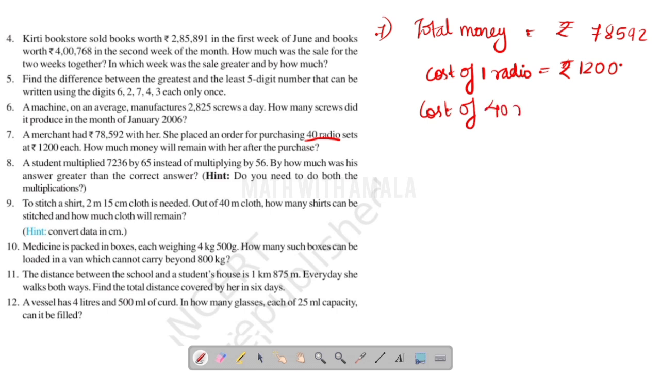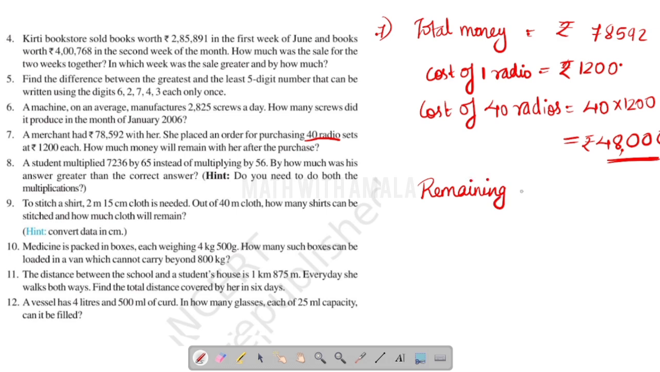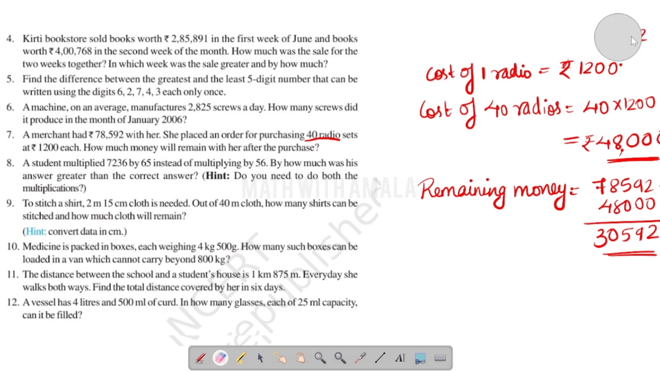Cost of 40 radios. Just multiply it with 1200. 40 into 1200. You don't want to do the multiplication. Just take the zeros towards right. Then just multiply 4 into 2, 8. 4 into 1, 4. That's it. 48,000. Okay. I think you can't see the zero over there. That is 48,000. Remaining money, just subtract this: 78,592 minus 48,000. So you will get 30,592.